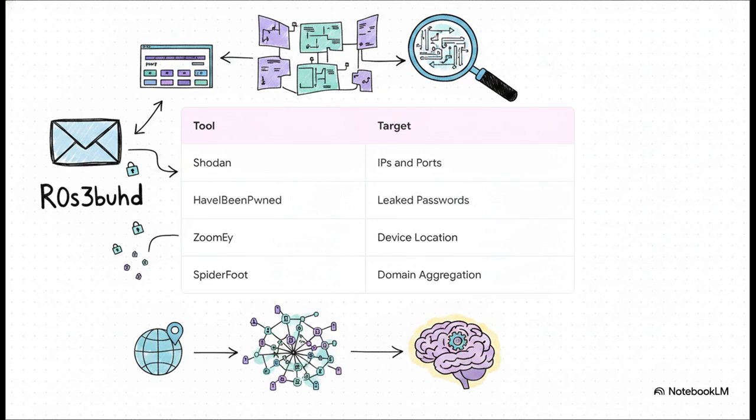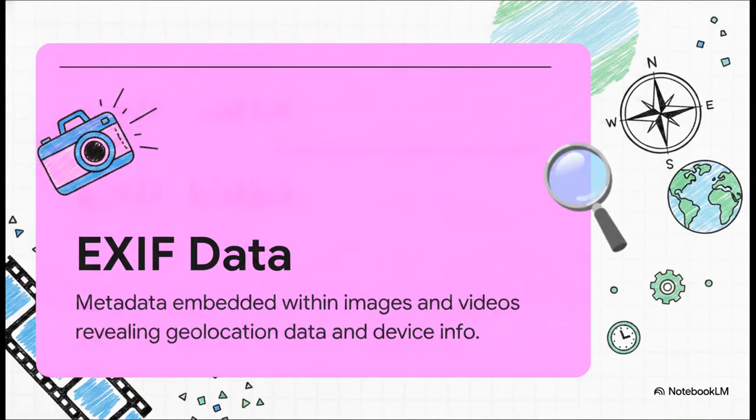To successfully navigate that massive landscape, investigators have to map specific tools to their specific intelligence requirements. For example, let's say we're investigating a cyber event, and we've got an attacker's email with the username R03bud. We don't just use one tool and call it a day. We might take that username and run it through Have I Been Pawned to see if it pops up in any leaked credential databases. Then, we might use Shodan to scan for open ports associated with their IP address. We can use ZoomEye to pinpoint a device location, and a tool like Spiderfoot to aggregate the whole thing. The real magic happens when the data from one tool feeds directly into another, creating a highly synergistic, comprehensive intelligence picture.